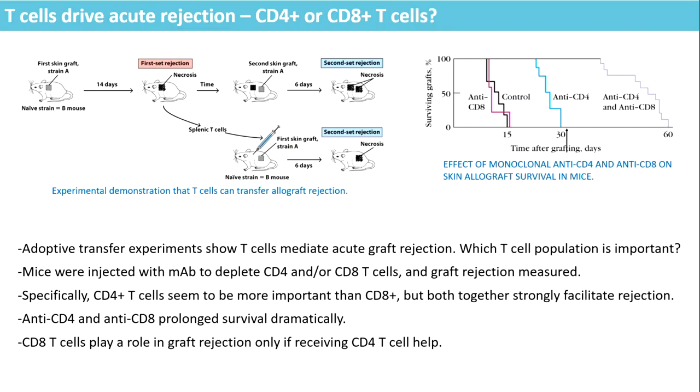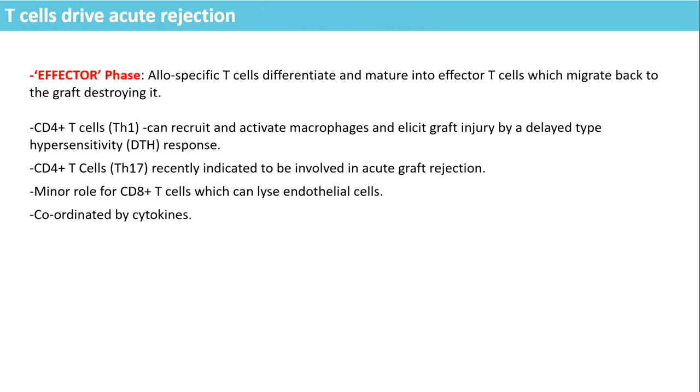Hopefully you can see that here. But it ties into what we already know about the immune system, that CD8 T cells do play a role in graft rejection, but they need that CD4 help. So think back to your T helper cell, providing that help to the CD8 cells. That's just an experiment that proves the role of the cells in rejection.